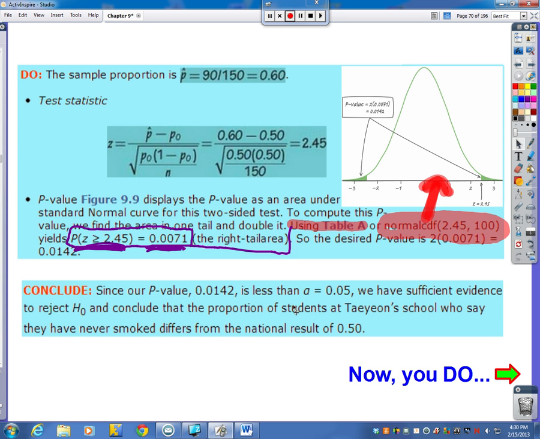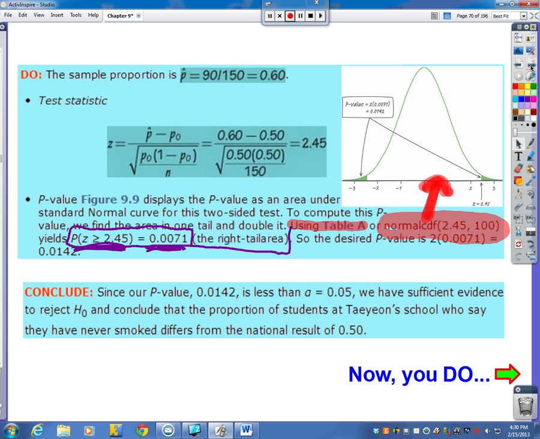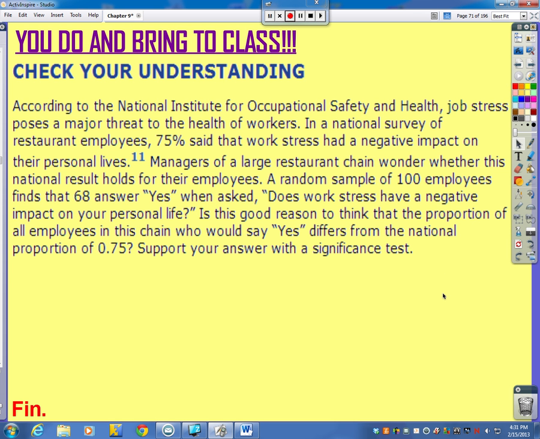And last but not least, here's your conclusion to that problem. And here's the one problem that I want you to try and bring it to class tomorrow, and we will go over it together. So again, if you really want to improve your skills on this chapter, I would highly recommend trying this problem out.